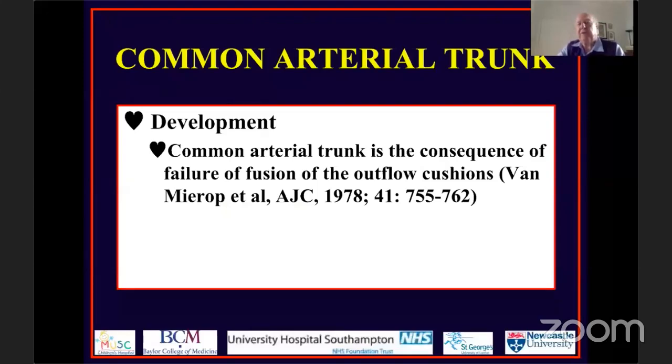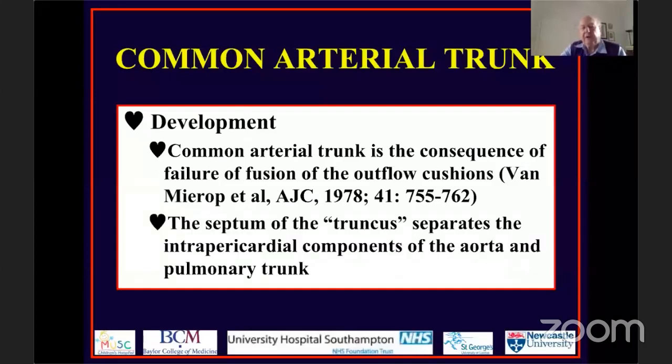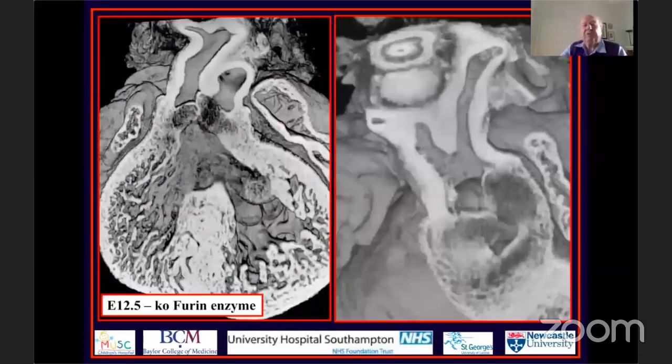And Lodewijk van Meerop, the pediatric cardiologist and embryologist who worked at the University of Florida in Gainesville, as long ago as 1978, in an elegant study using Keeshond dogs, showed that it was failure of fusion of the outflow cushions that produced common arterial trunk. And what I've already shown you is that it is the septum of the truncus that separates the intrapericardial components of the aorta and the pulmonary trunk.